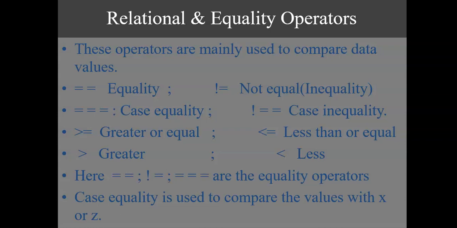Next, another important topic is relational and equality. I have combined both. Relational means, as we know, greater than, less than, greater than or equal to, less than or equal to. What is equality? We have two types of equality operators. You can see here when I write two equals signs, it is an equality operator. When I put a negation before it, it is the not equal or inequality operator. This is equality, this is inequality.